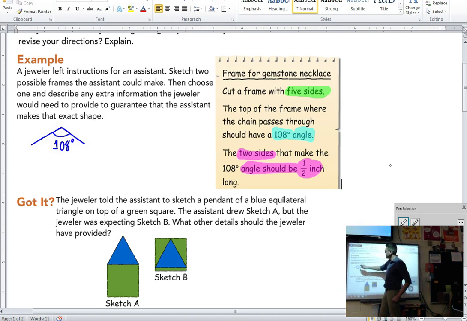So we know 108 degrees, half inch, half inch.